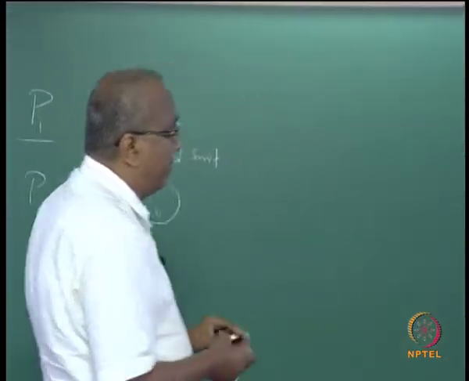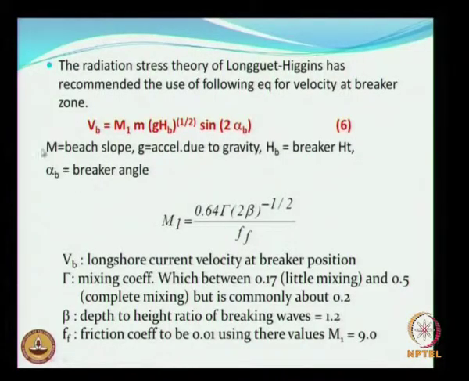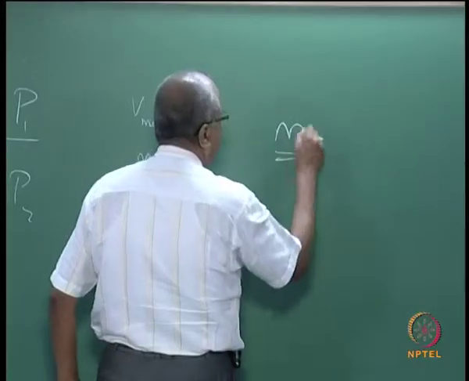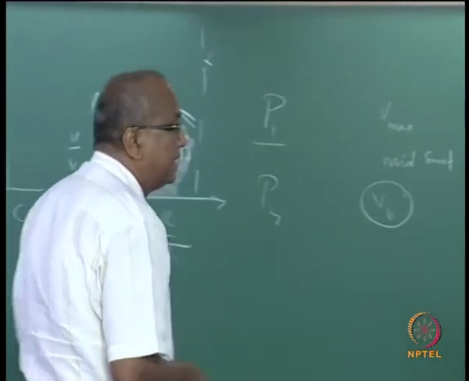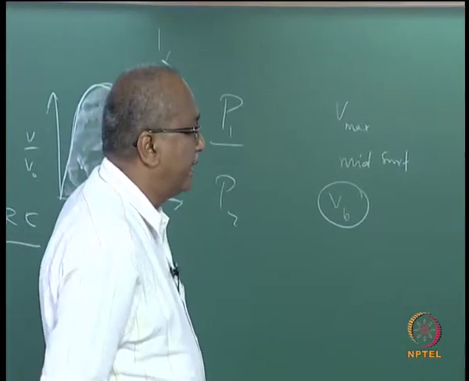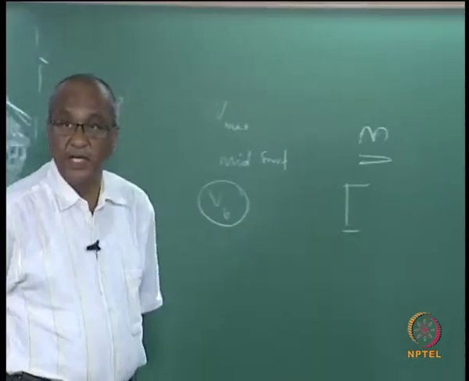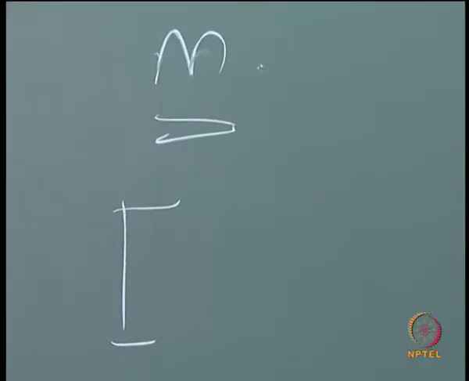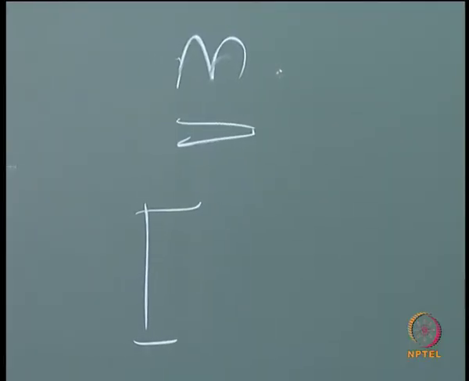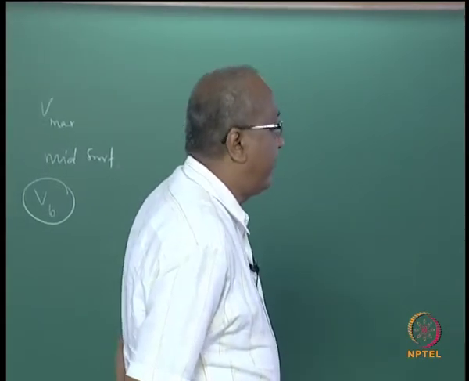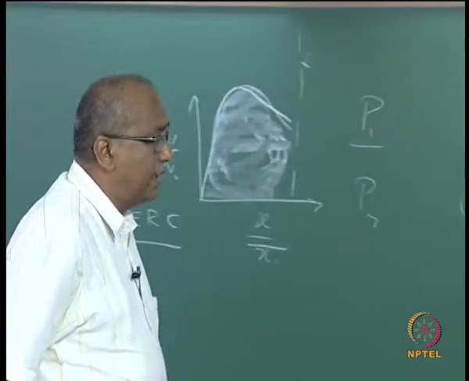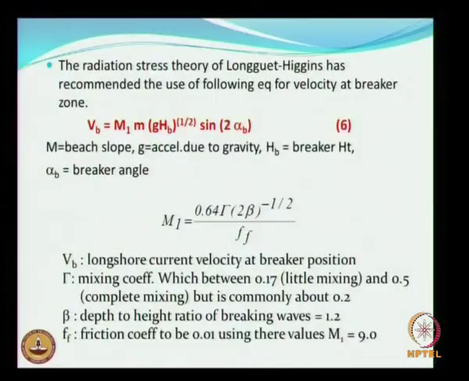Here a small m, m1, this should be small m, and here m1. m is the beach slope, and capital M is given by the expression there, where this is the mixing coefficient, which I have already explained yesterday. That is going to be between 0.17 and 0.5, that is 0.17 for little mixing and 0.5 for complete mixing, but commonly they use a value of about 0.2.